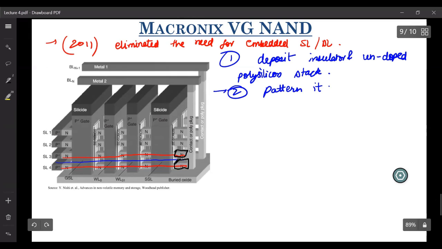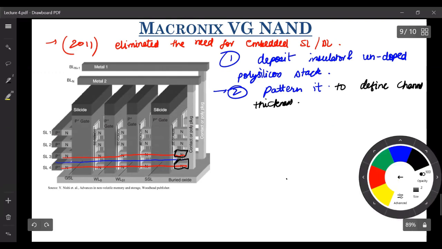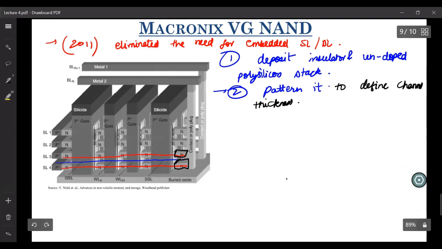For what purpose are they patterning it? To define the channel thickness. So the pattern is to define the channel thickness in the Y direction, I would say. And then what they do is they deposit the ONO layer.